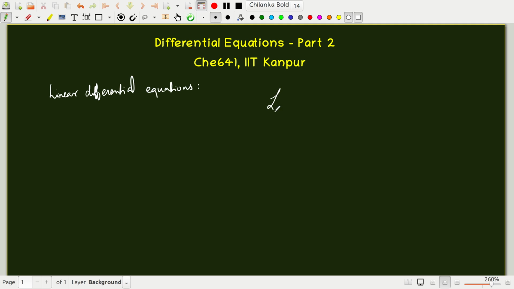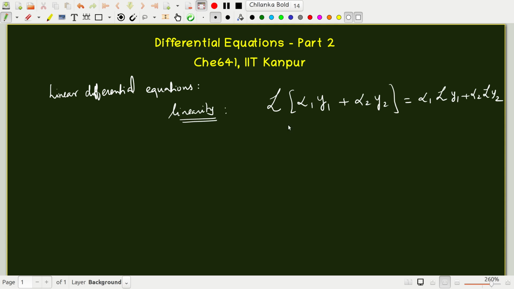That is, if I have a differential operator L and it operates on, let's say, alpha 1 y1 plus alpha 2 y2, then this should be the same as alpha 1 Ly1 plus alpha 2 Ly2. This is the basic principle of linearity.